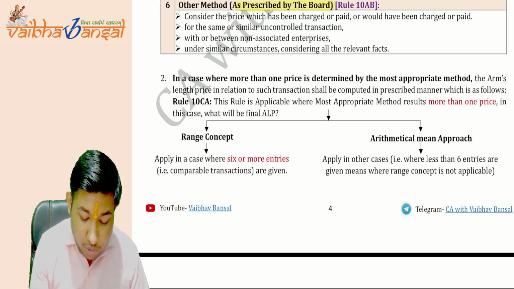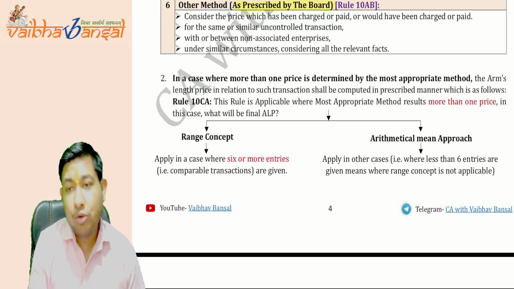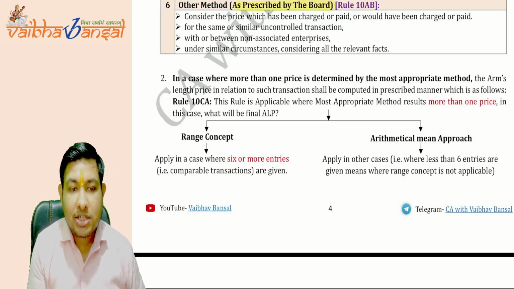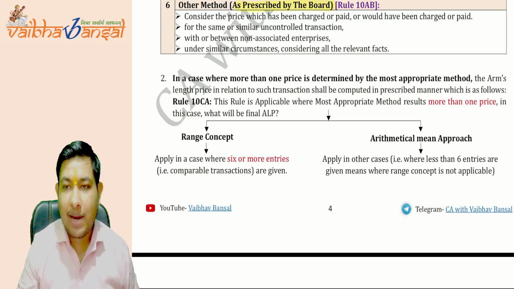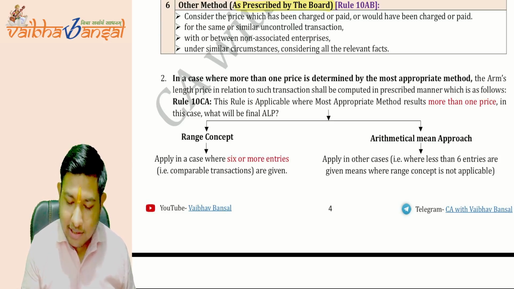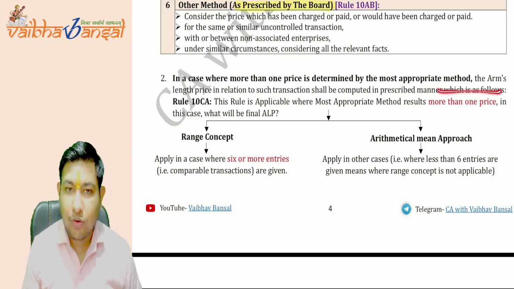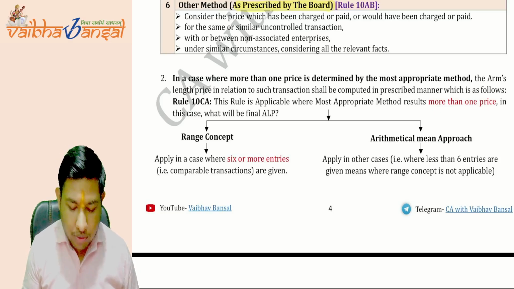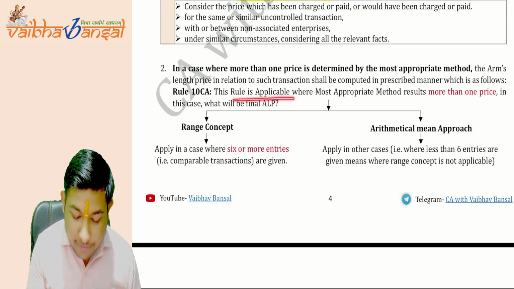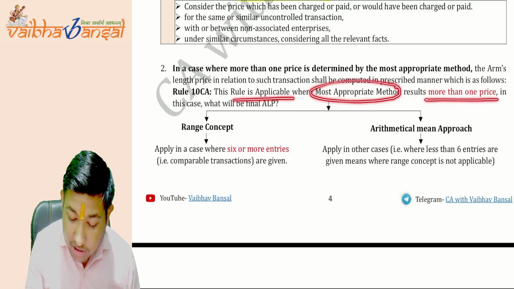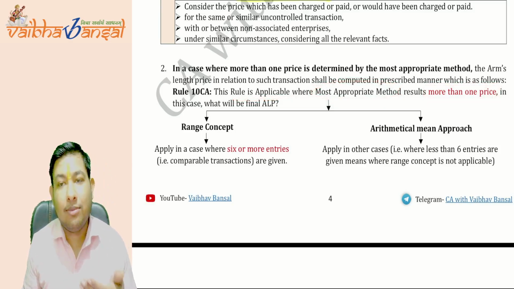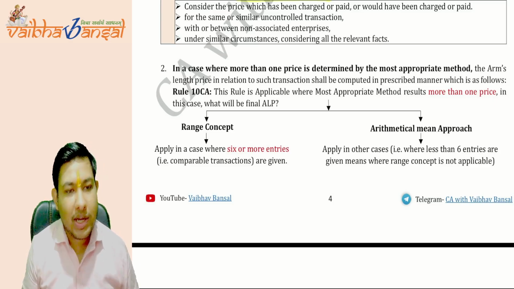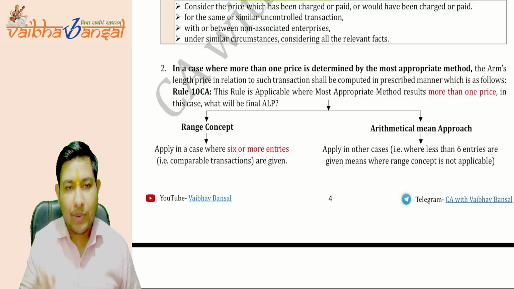See what it says. In the case where more than one price is determined by the most appropriate method, the arm's length price in relation to such transactions shall be computed in the prescribed manner, which is as follows. Rule number 10CA prescribes that rule. What is that rule? The rule is applicable where the most appropriate method results in more than one price. When by applying the most appropriate method you get more than one price, then only you will apply the range concept or the arithmetical mean concept.